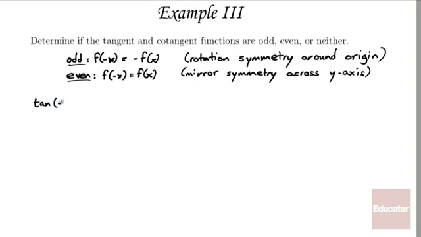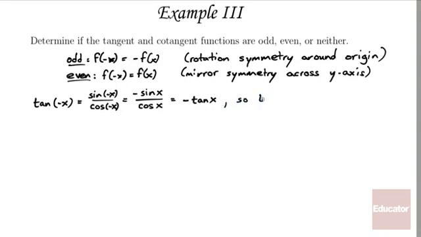Tangent of negative x, let's see what happens. Well, tangent by definition is sine over cosine. So that's sine of negative x over cosine of negative x. Sine, remember, is an odd function. Sine of negative x is negative sine x. Cosine is an even function. So cosine of negative x is cosine x. And so you put this together, you get negative sine over cosine, so you get negative tangent of x. In particular, that tells you that tangent is odd.